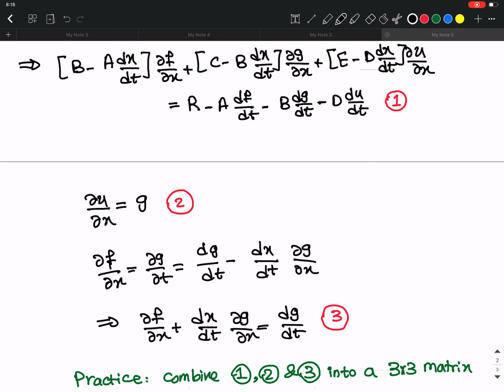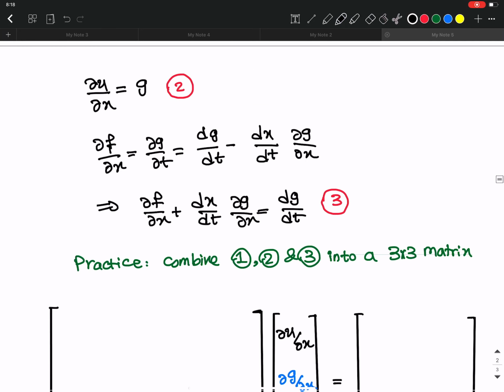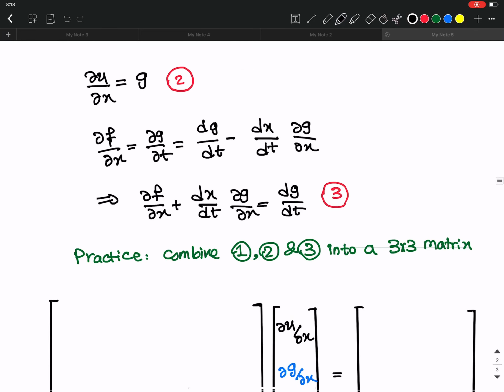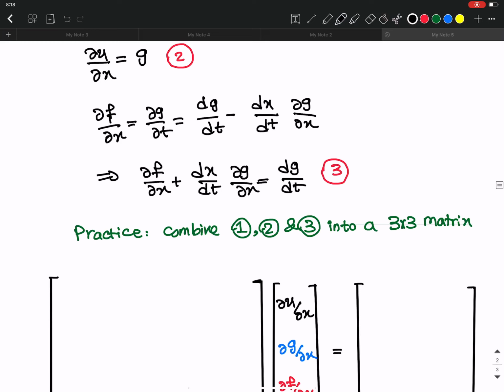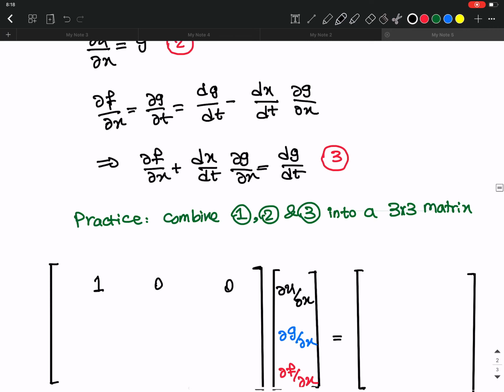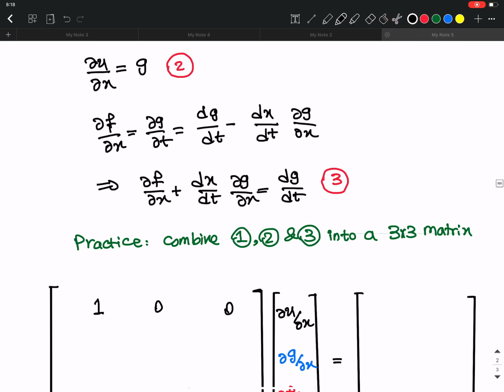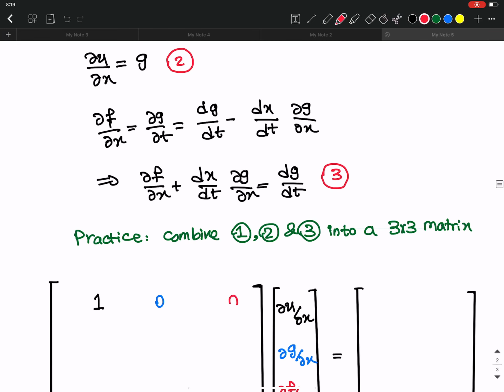So I assume you have done it. It's not that difficult. So we start with the second equation. So the second equation, we have partial u partial x equals to g. So I'm just going to write it down here. So the first term is going to be 1. Second one is 0, partial g partial x is 0, third one is also 0, partial f over partial x, and this equals to, so let me write it this way, I think it's better. So the second term, partial g partial x, you don't see it, right? I write it in blue. Third term, I write it in red, which is partial f partial x, you still don't see it in equation 2. And this equals to g, right? So I just write it here, g. So this is equation 2.